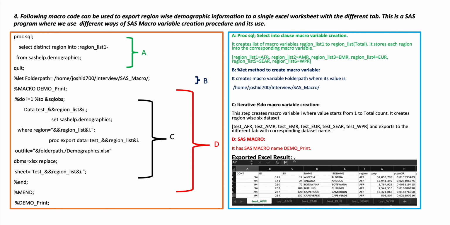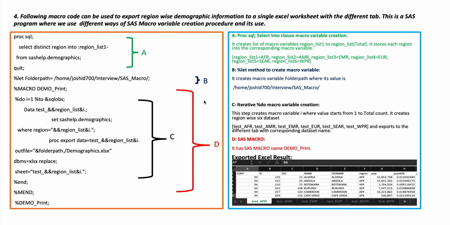The exported Excel result sample is shown here. It has 6 different tabs with the corresponding region. First one is dataset name test_AFR. Second one is test_AMR, and so on.